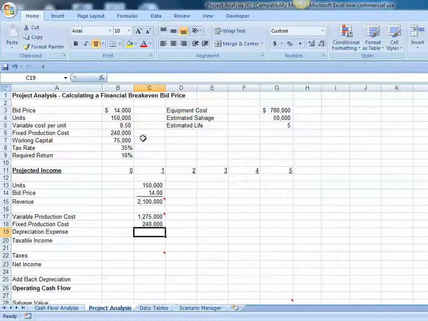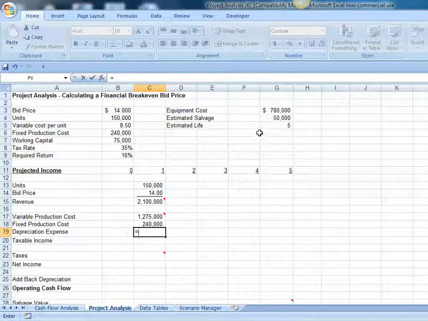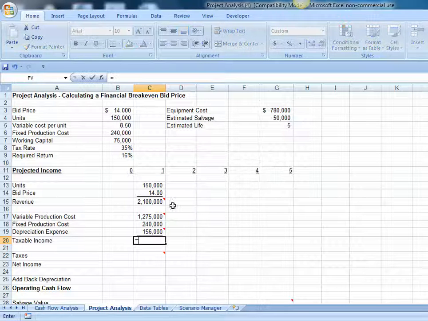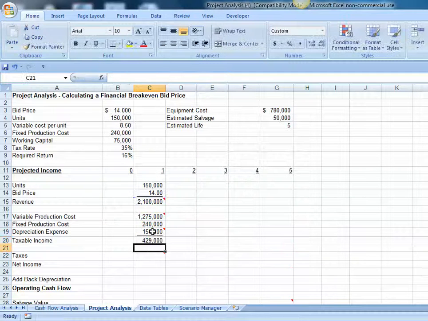Our depreciation expense for tax purposes is simply our cost divided by our estimated project life, which in this case is 5 years. We ignore salvage value for calculating depreciation expense for tax purposes. So we've got our 780 absolute cell reference divided by 5 years, again absolute cell reference, and hit enter. Our taxable income then will be our revenues of $2.1 million minus our variable production cost, minus our fixed production cost, minus our depreciation expense.